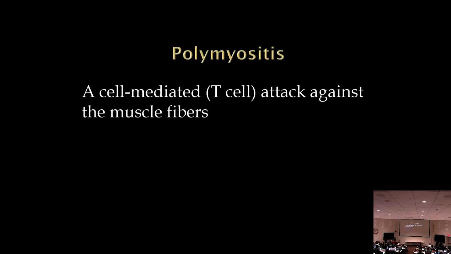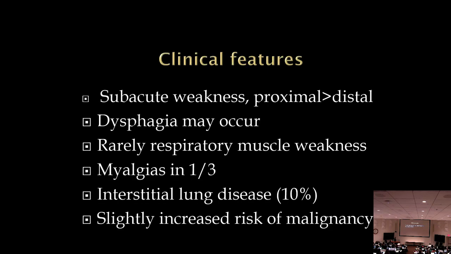All right, so polymyositis, the pathophysiology is a lot different. Now it seems to be T cells that are directed against and attack the muscle fibers, not against the vascular capillary network. The weakness is virtually identical to dermatomyositis, subacute proximal muscle weakness. But they don't have the skin lesions.